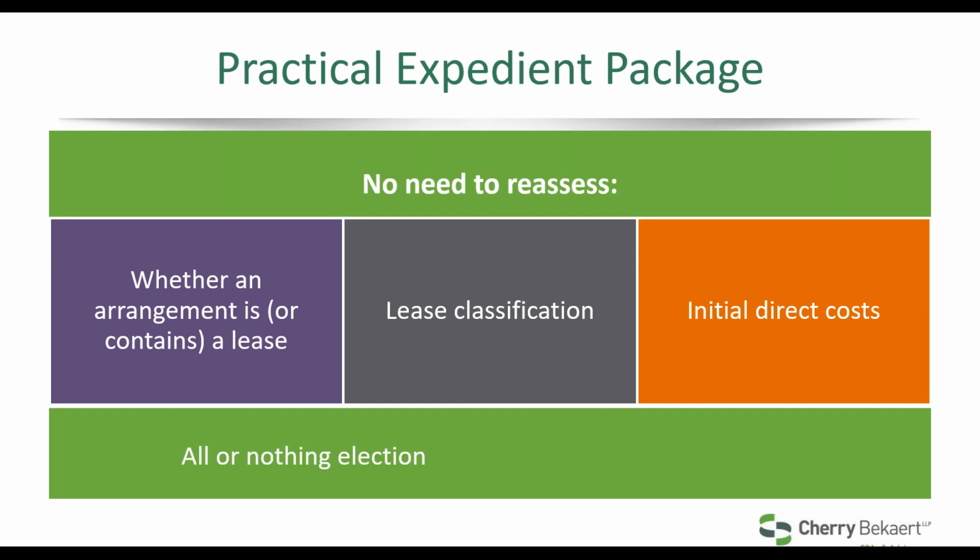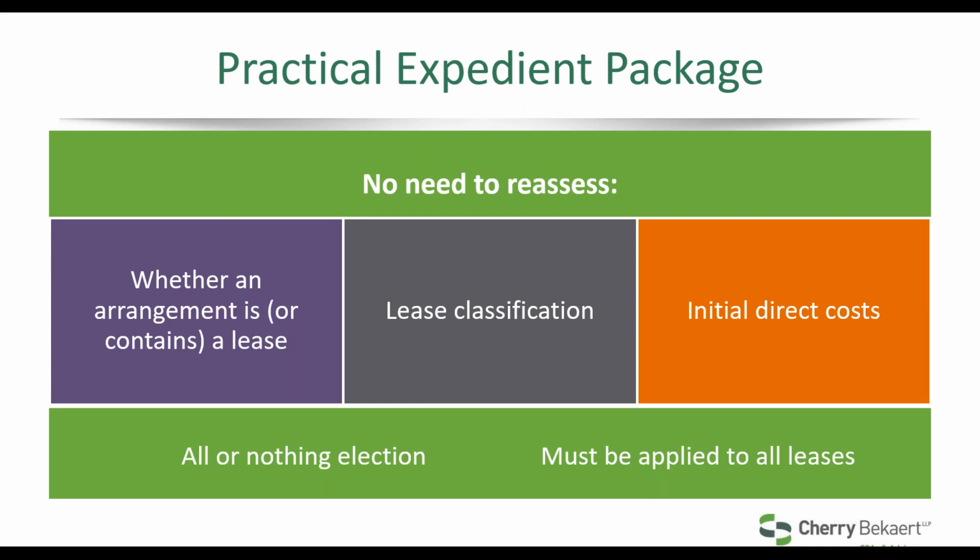There are two pieces to keep in mind with the practical expedient package, and that is this is an all or nothing election. You have to apply this to all leases. You can't pick and choose which leases this applies to, and you have to adopt all three of these practical expedients. You can't say, I want to do if it contains a lease and the classification, but I want to eliminate the initial direct costs. You can't pick and choose. This has to be all three of them, and it has to go for all the leases.